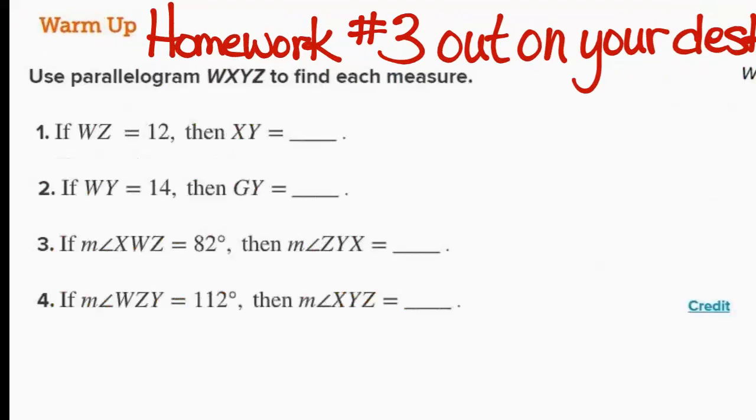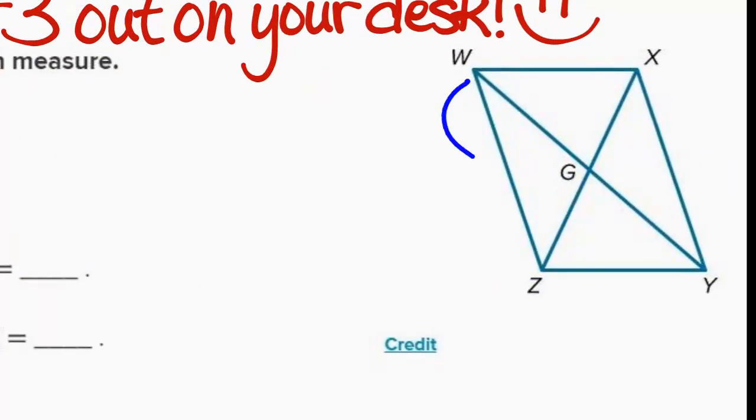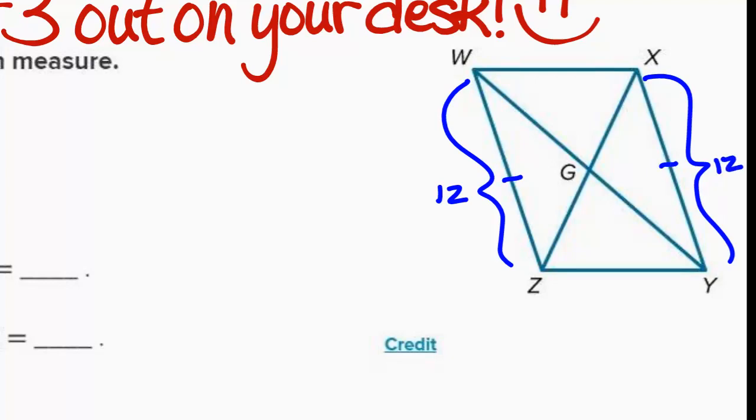Okay, it says WZ is equal to 12. That'll be this side over here. If WZ is 12, how big is XY? Also 12. Opposite sides are congruent.